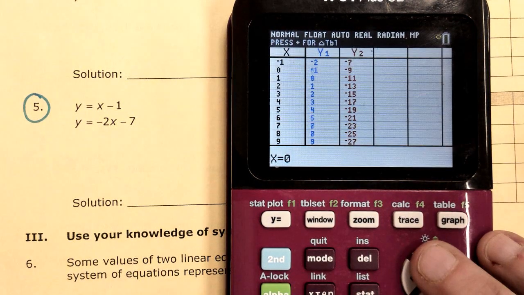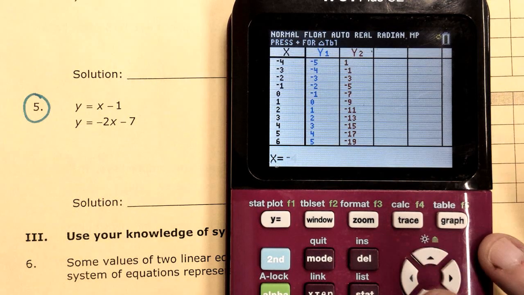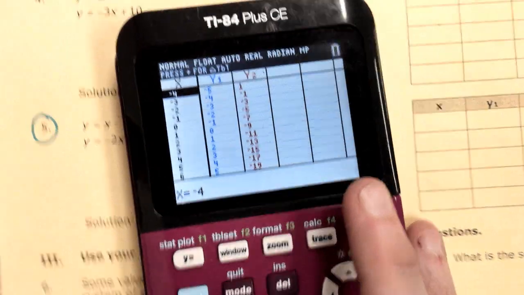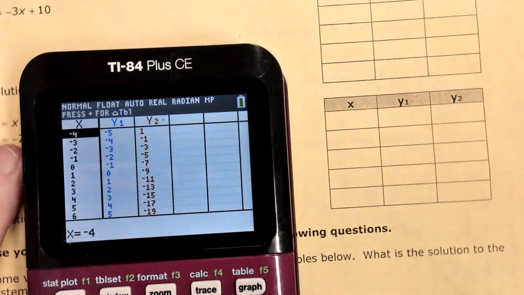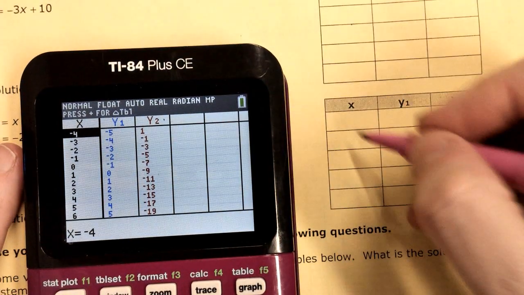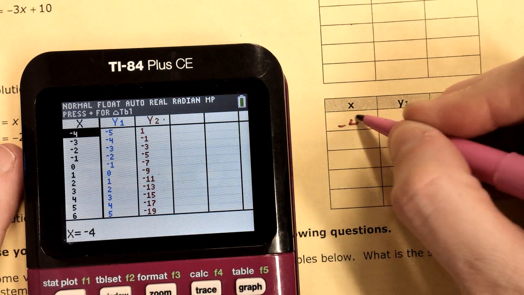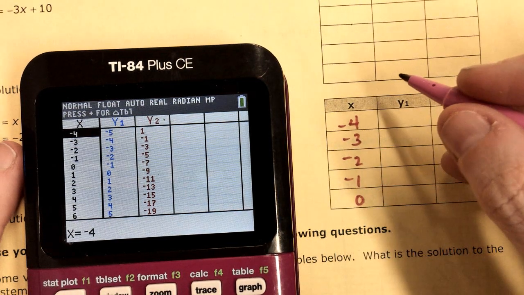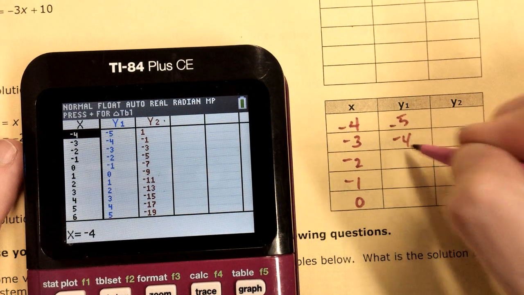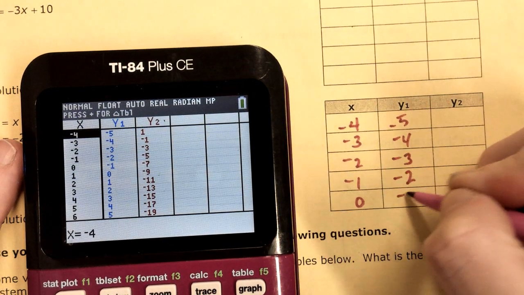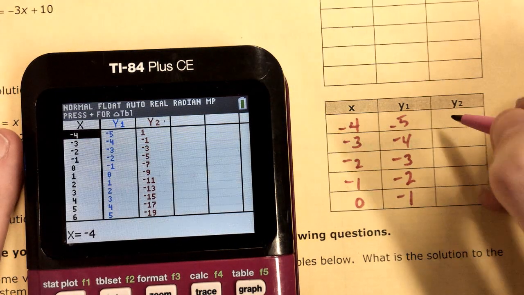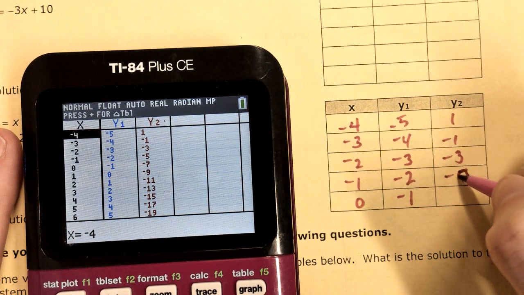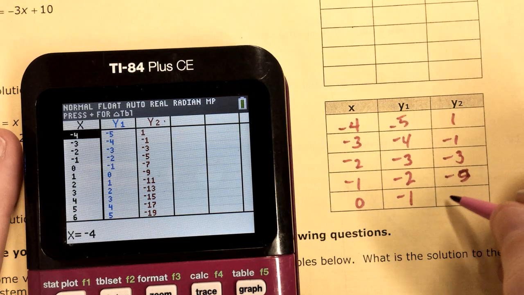So when I look at my table, I'm going to go back and, oh, hey, there it is. Look at it, at -2, -3, -3. So whenever I look at these tables, if they ask me to write it down, I'm going to do 2 above and 2 below. So -4, -3, -2, -1, 0, and -5, -4, -3, -2, -1, and then 1, -1, -3, and then 5, -7.